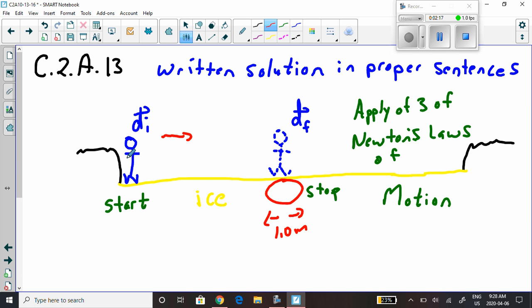In figuring out how to do this, you have to apply all three of Newton's laws, the first law, the second law, the third law, in explaining how you can get from here to here on this virtually frictionless ice. Be creative, think outside the box, and come up with a way to do that. Hope this helps.